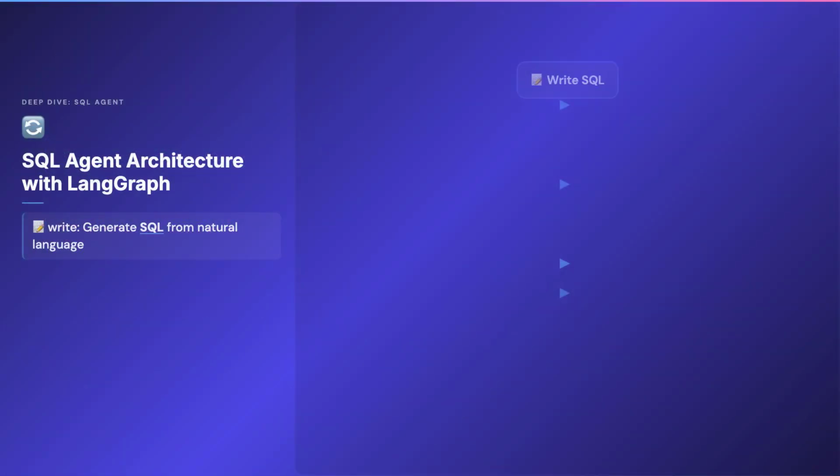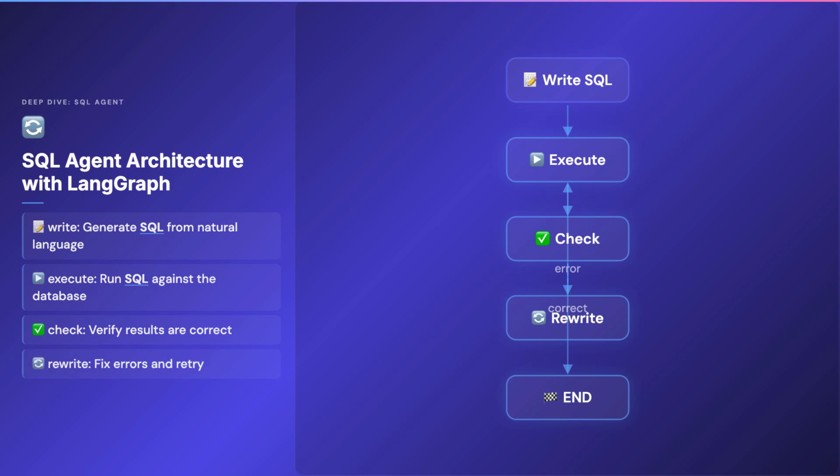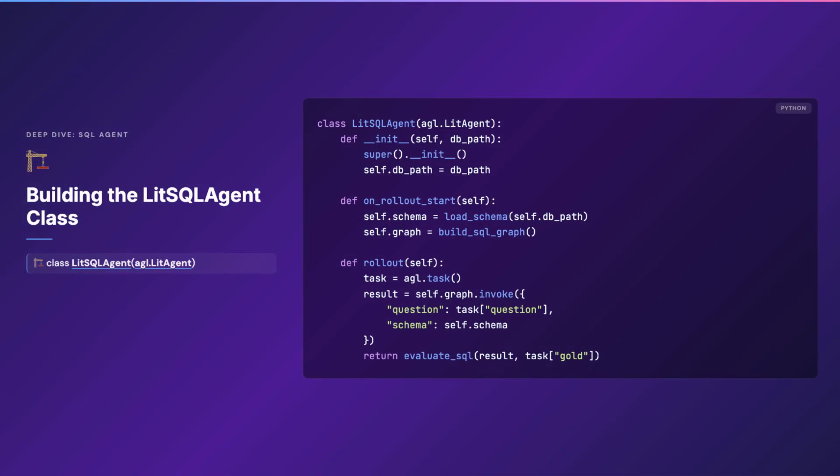The SQL agent uses a LangGraph architecture with 4 states. First, the write state generates SQL from the natural language question. Then execute runs the SQL against the database. The check state verifies if results look correct. If not, the rewrite state fixes errors and the cycle repeats. This iterative approach mimics how a human developer would debug SQL queries, and Agent Lightning can train the entire pipeline end to end.